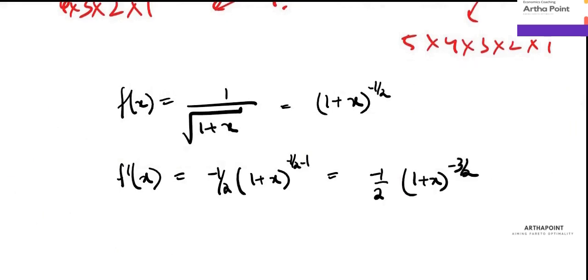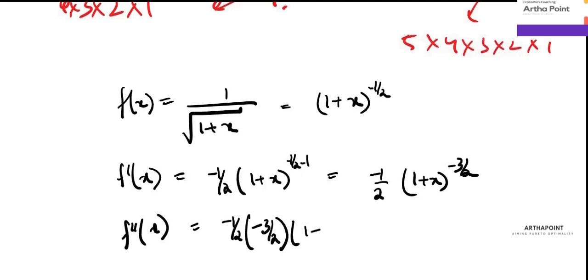Then we went ahead and we found out what will be f double dash x. And we found that f double dash x will be minus half into minus 3 by 2, 1 plus x to the power minus 3 by 2 minus 1. So this will be plus 3 by 4, 1 plus x to the power minus 5 by 2.